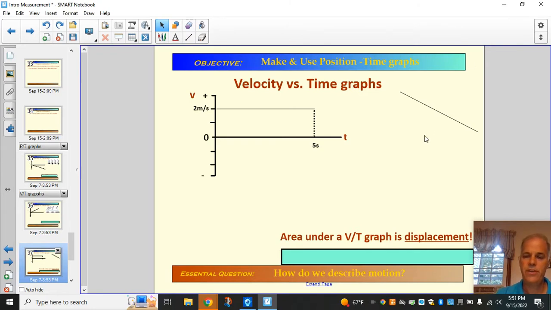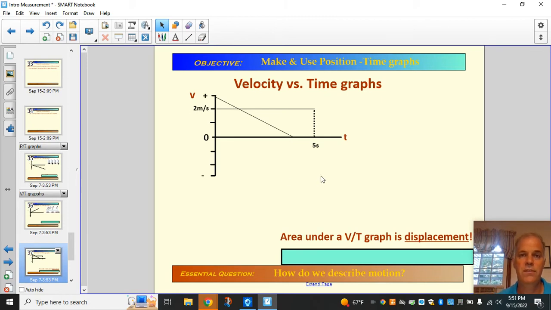Okay, let me show you another example here. What if we had another skateboarder who started at 3 meters per second and slowed down and stopped? What does that look like? 4 seconds, or maybe even a little less than that? So we're comparing somebody who goes 2 meters per second for 5 seconds to somebody that goes 3 meters per second but slows down and stops in 4 seconds.